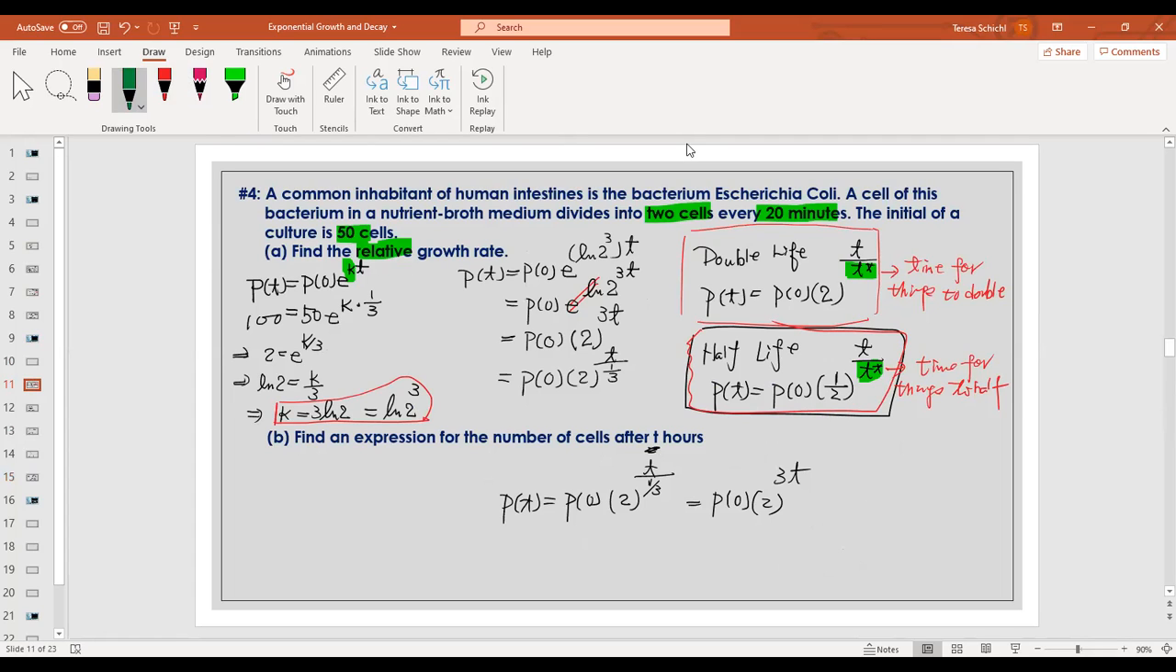And let's follow with our video number 3. We're going to talk about a special kind of application. We call this Newton's law of cooling.